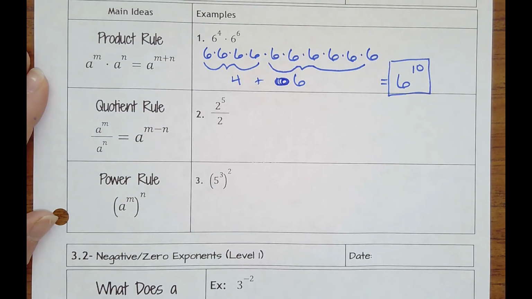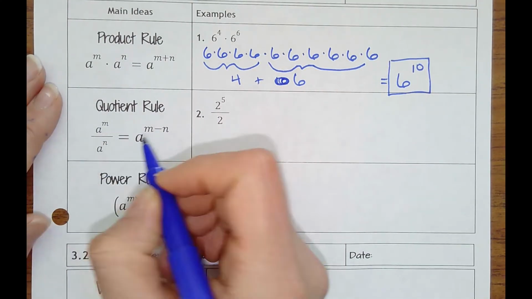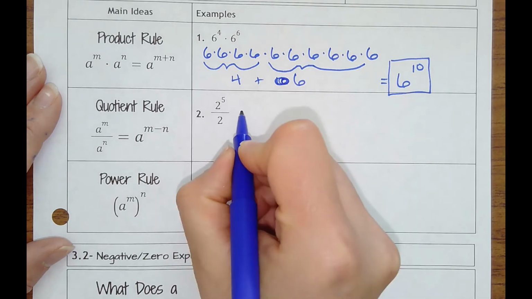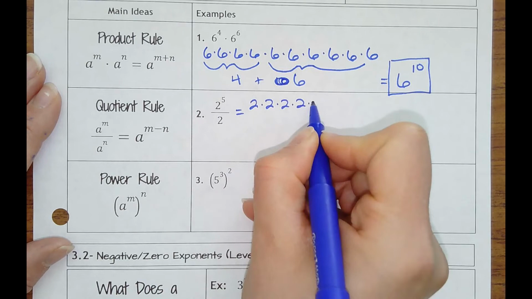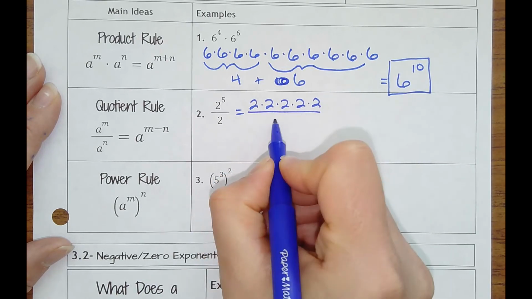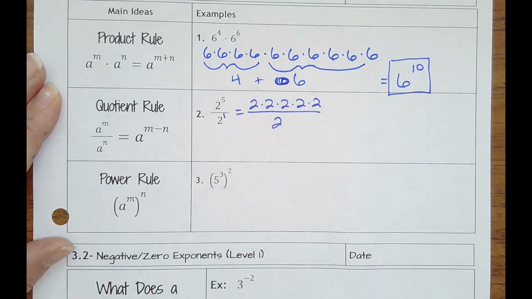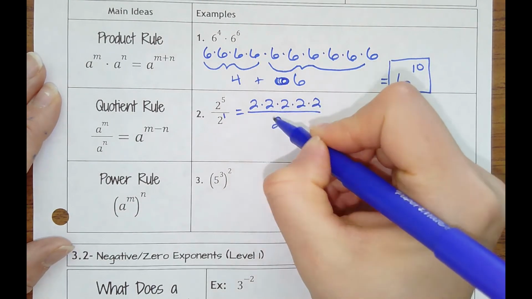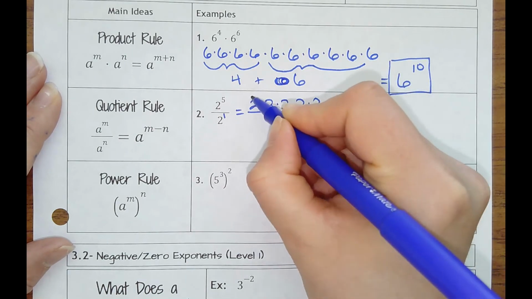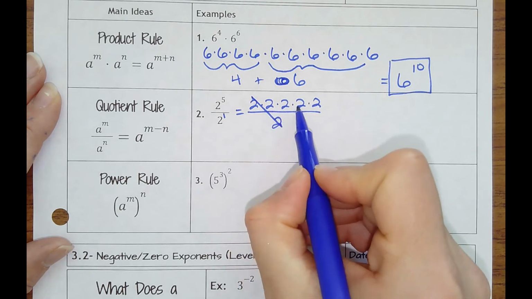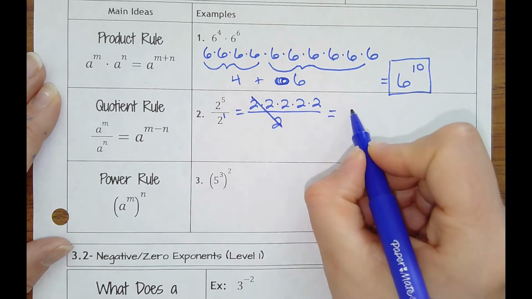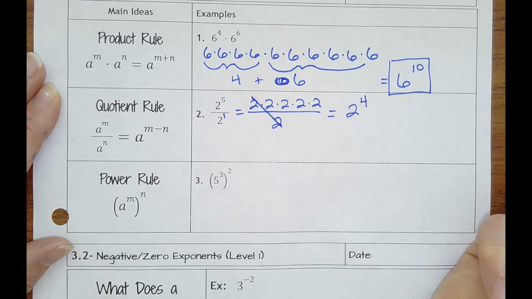Quotient rule. Quotient means you're dividing exponents. So if I have 2 to the 5th power, that means 2 times itself 5 times. Divided by just a 2. If you don't see a power, it's really to the 1st power. We're just never going to write that. Then I can look at it as 2 being divided by 2 makes 1. It cancels out. And so I have 1, 2, 3, 4 2's getting multiplied still on the top. So I would write 2 to the 4th power.